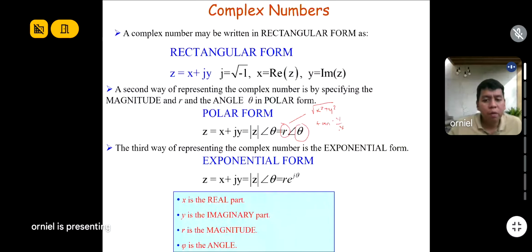Tan inverse y over x. So basically, that is how we get theta. That's how we convert from rectangular to polar.